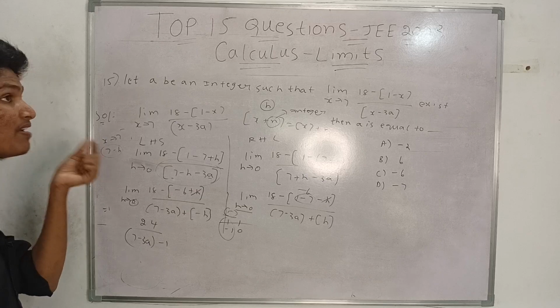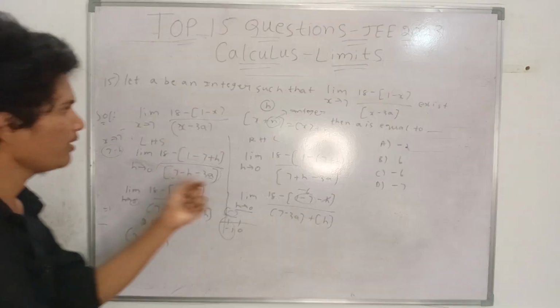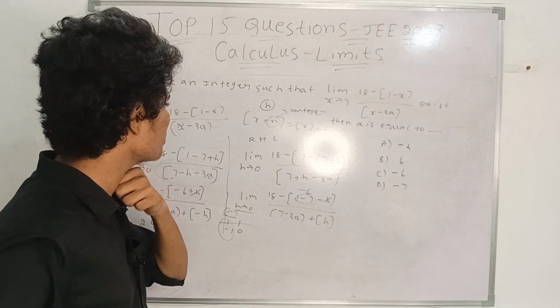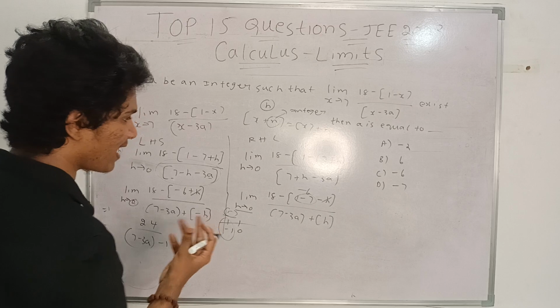7 minus h, because 7 minus minus 7 plus h, it is correct only. Here it is 7 plus h, it is also correct. But when h is tending to 0, 1 minus 7 is minus 6.